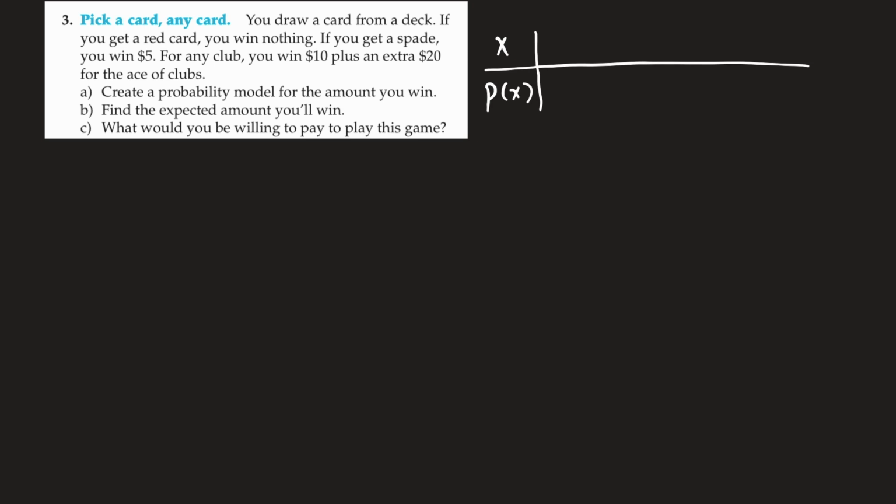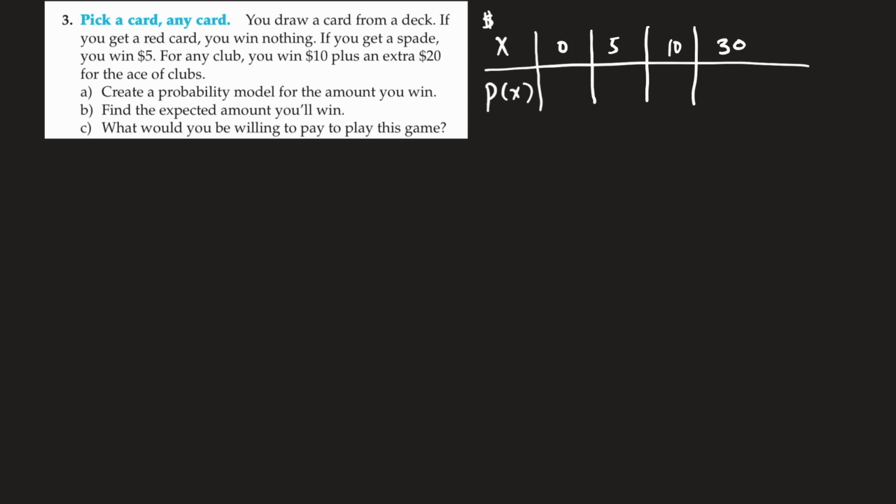It says that we are going to play a game, and we are basically going to be drawing a card from a deck. We win $0 if we win nothing. And to make sure that really what I'm mapping out here is the amount of money I'm winning. So $0 is the first thing I could win. I could win $5. I could win $10, or I could win an extra 20. Be careful, that's not 20. It's an extra 20 for the ace of clubs. That means just the fact that it's a club, I get $10, right? So an extra 20 would make this $30. Well, don't miss that part.